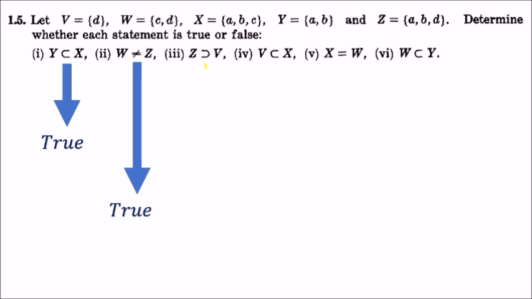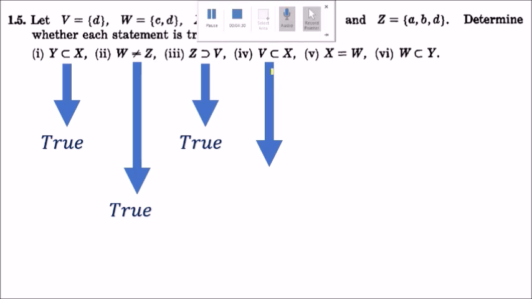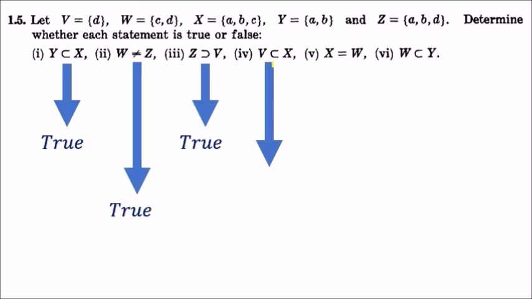For number 3, we have here, V is a subset of Z. So, pabaliktad lang, no? But this is also a subset. Ang set V natin, meron siyang element na D. And then yung Z, meron siyang element na A, B, D. So, obviously, yung D ay nandun din sa Z. So, therefore, V is a subset of Z. And this is true.